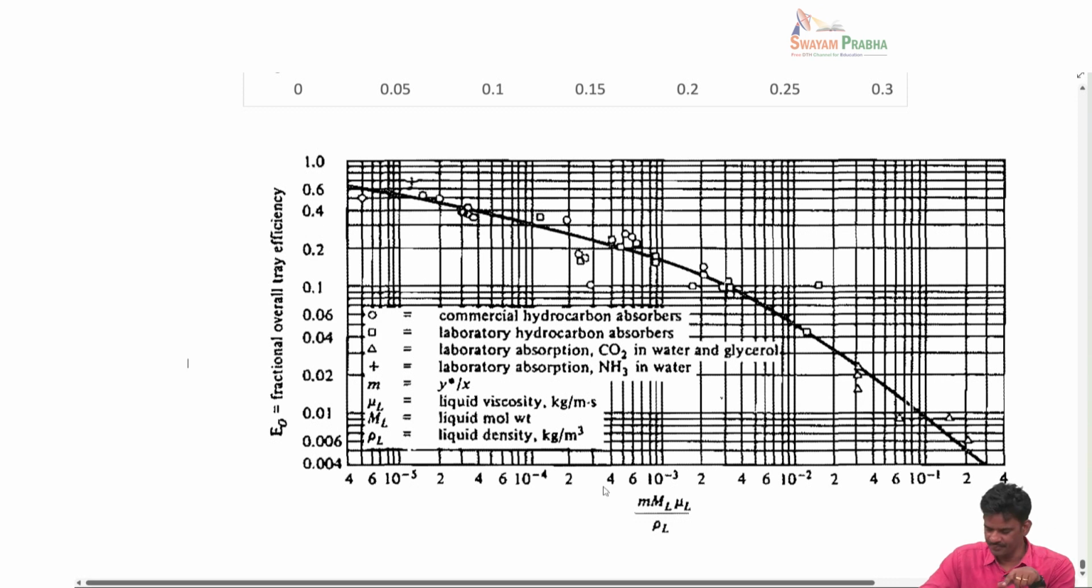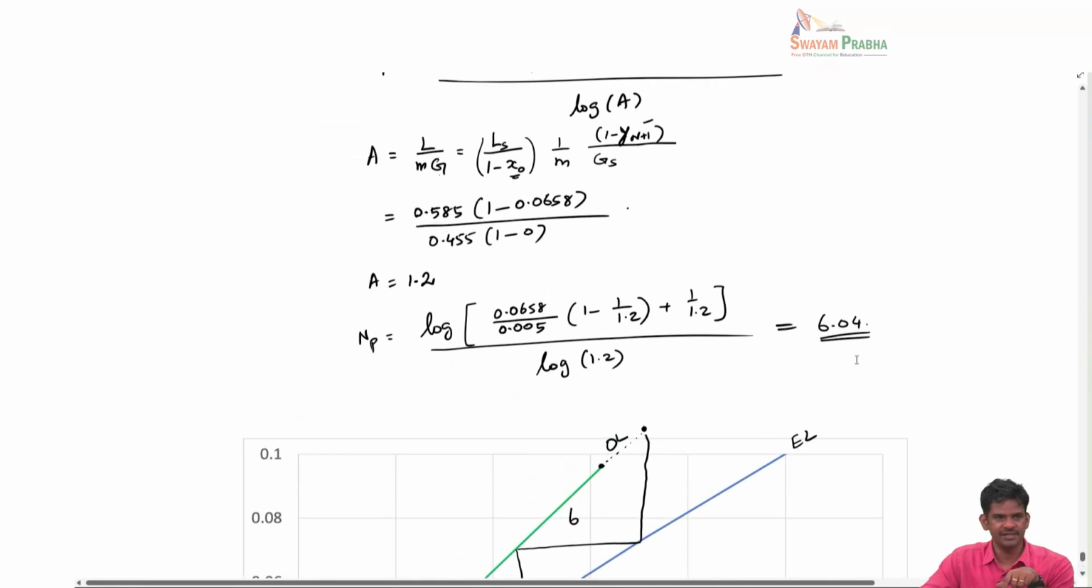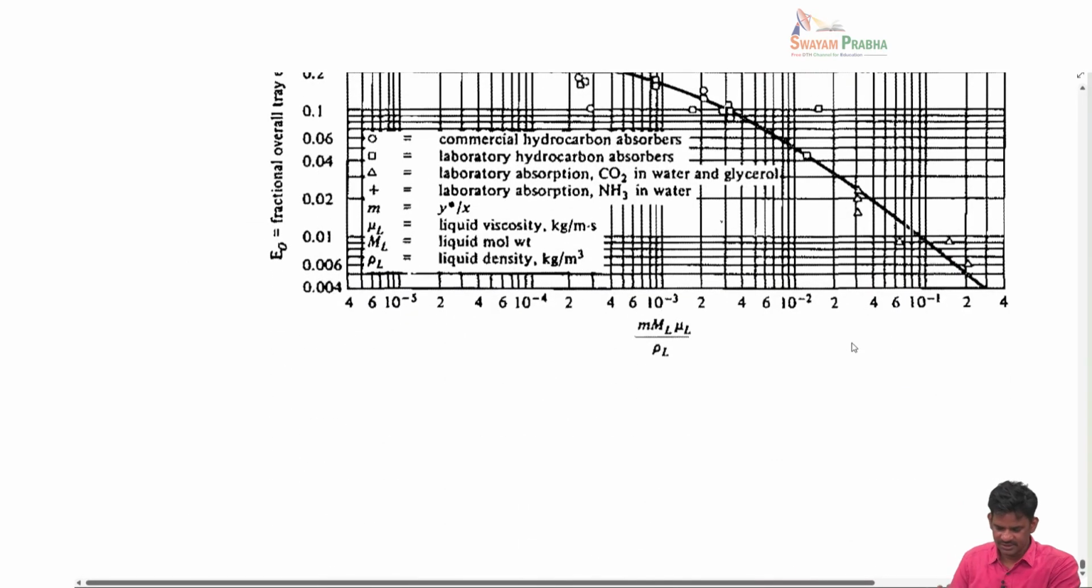For this particular problem, I'm going to calculate the value of the x-axis term, m ml mu l by rho l, and from there read the value of the efficiency. If I know the efficiency and the theoretical number of stages, I can calculate the total number of real stages. It is also very important to use the units given in this plot. For example, mu l should be in SI units, kg per meter second, and rho l should be in kg per meter cube. If you have the problem in English units, convert them into SI units.